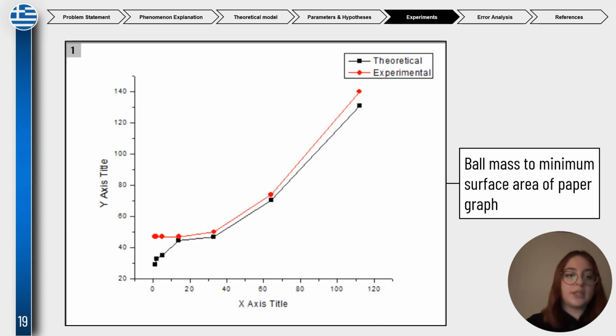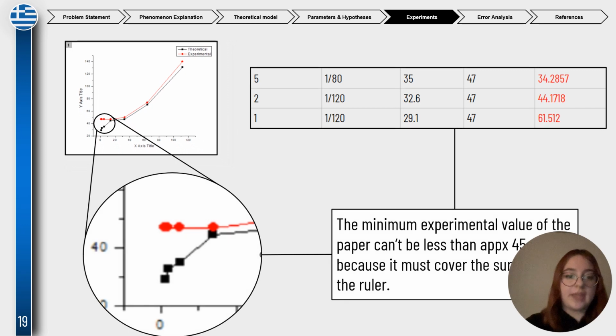So we can see some big declinations between the theoretical and the experimental line at first. This happens because the minimum experimental value of the paper can't be less than approximately 45 centimeters squared, because it must cover the surface of the ruler. However, the theoretical model gave us smaller values, thus the inaccuracy and the percentage of the error.